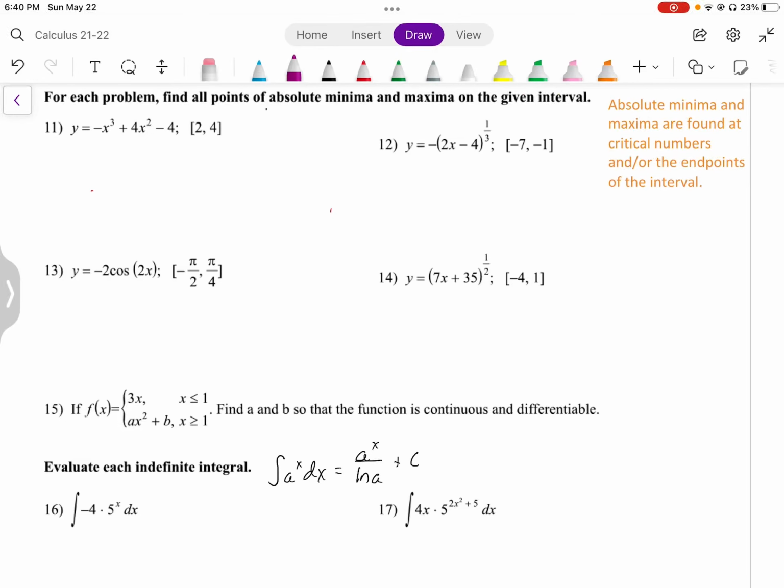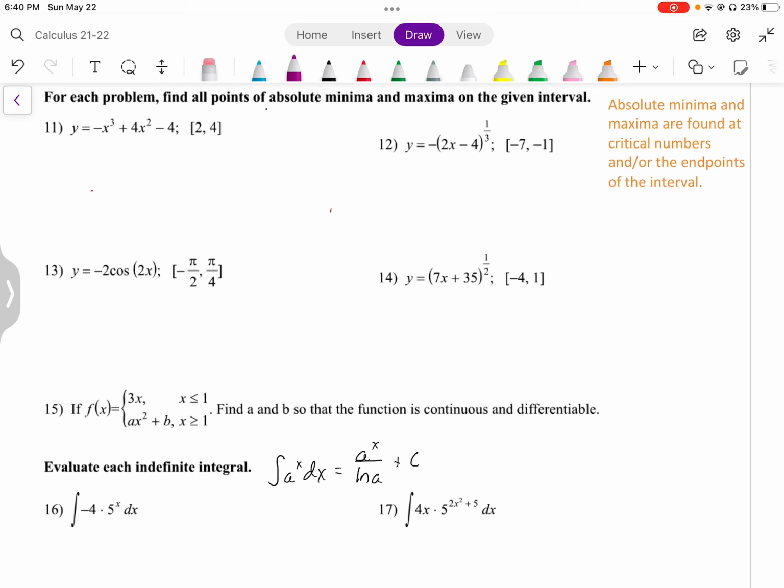In the next four questions, 11 through 14, the directions say for each problem, find all points of absolute minima and maxima on the given interval. So in here I typed, just to remind you, absolute minima and maxima are found at critical numbers and/or the endpoints of the interval.